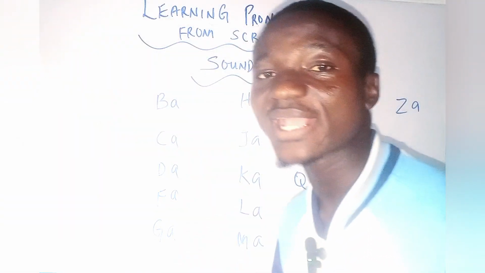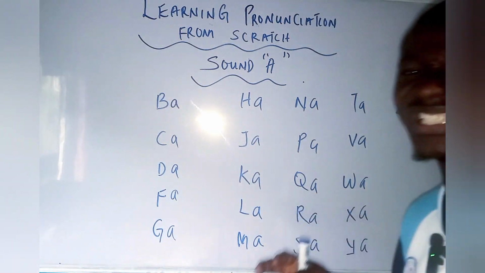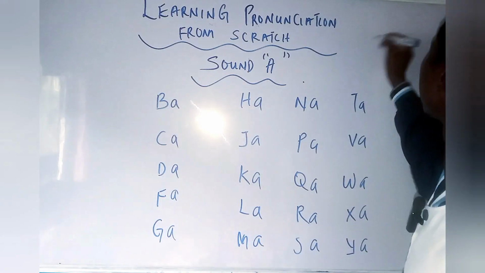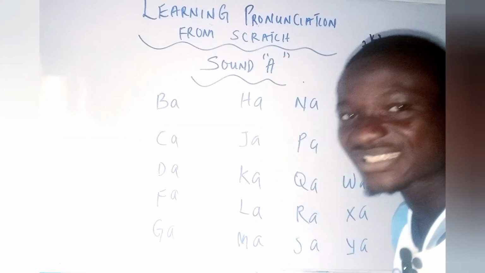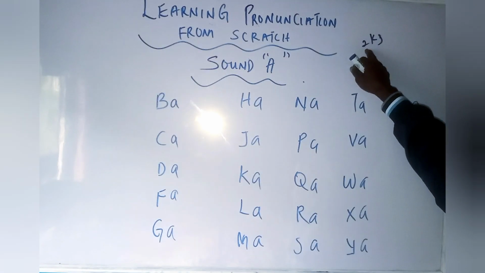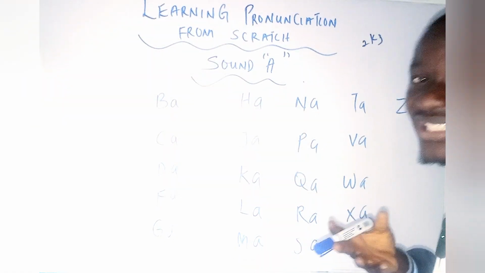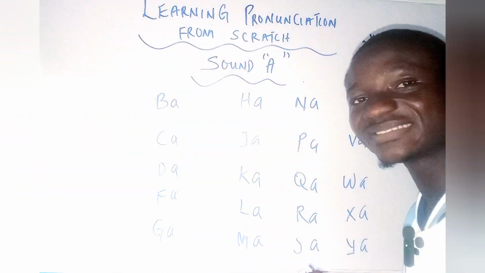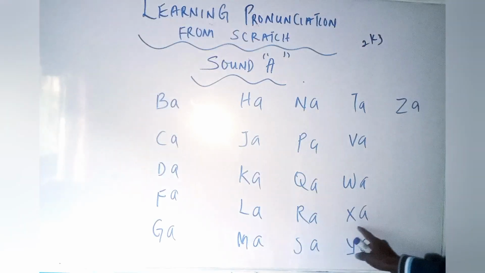Again, Wa. Now, X-A, because X is... this is the sound of X. Don't mistake it. Sometimes we don't call it the schwa sound. The schwa sound is like it's silent, but we used to put it. So X is S, you're going to call it Sa. Again, Sa. So that is it.